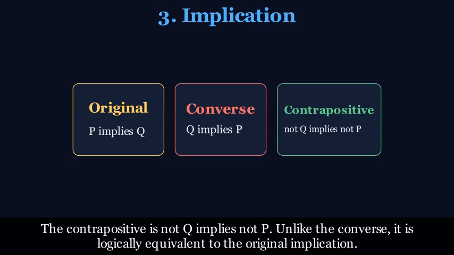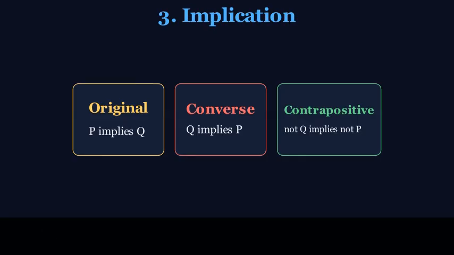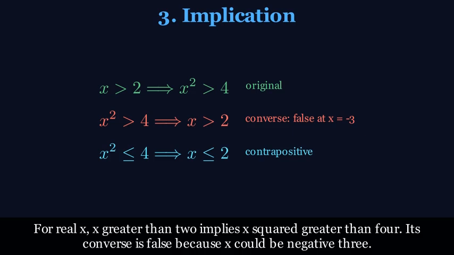The contrapositive is not Q implies not P. Unlike the converse, it is logically equivalent to the original implication. For real x, x greater than 2 implies x squared greater than 4. Its converse is false because x could be -3.